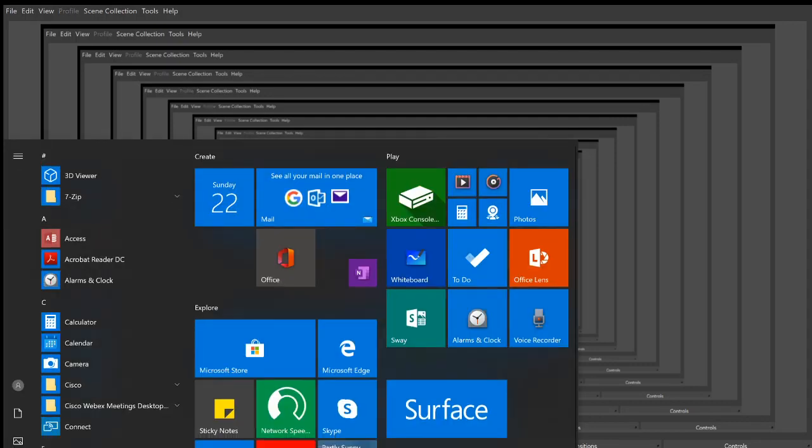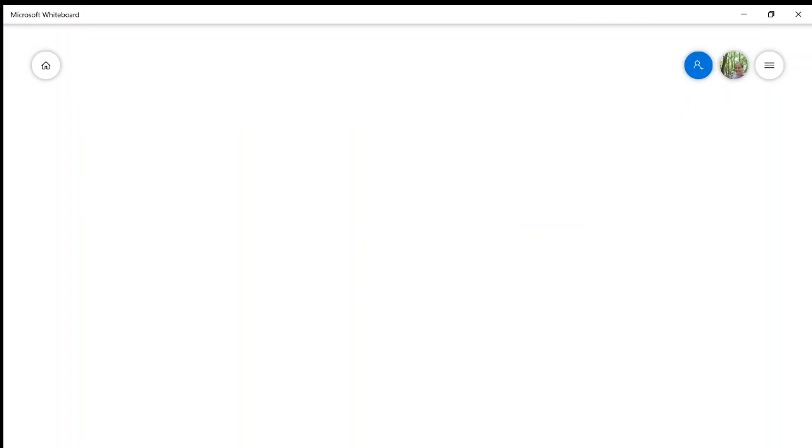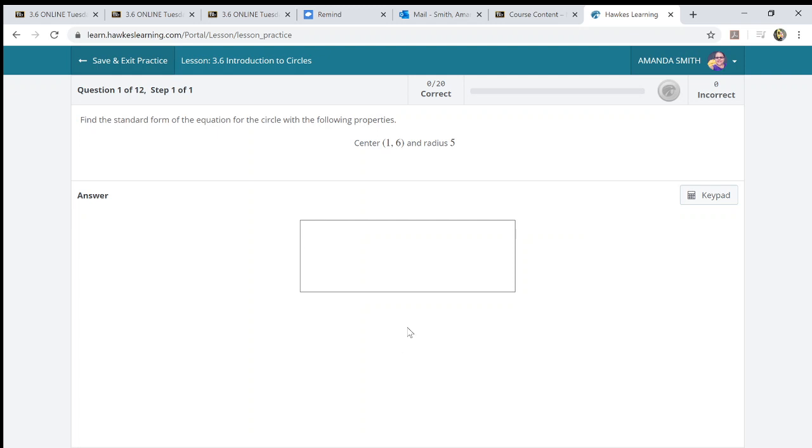Alright guys, here's where I am going to be working through some of these 3.6 problems for you and showing you how to type them into Hawks so that you know what's going on. So we'll skip around, do a couple problems just so you can have an idea of each type of problem you can expect to see. So here we go. Number 1.